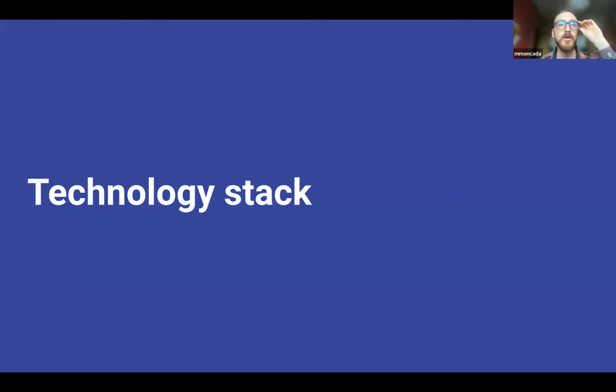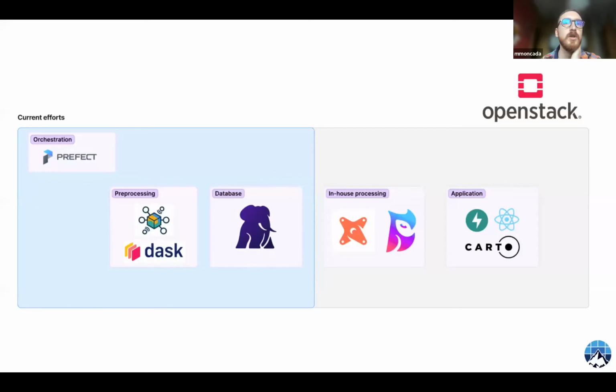So on the technology stack side of things, what we're using and planning to use right now is Prefect as the orchestration layer. For pre-processing, we're using OpenEO, not only for pre-processing but also as the data provisioning tool. We're going to use Dask deployed to Kubernetes for some pre-processing that needs to be done on our end as the main layer, and everything else will be happening in-house.